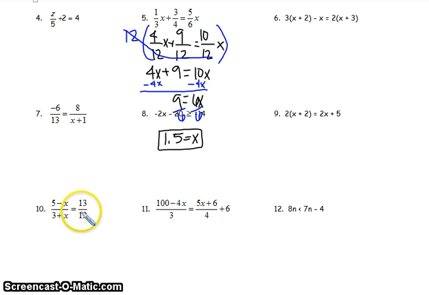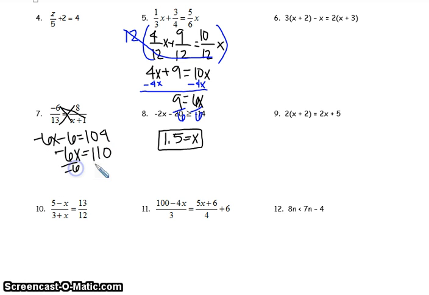On ones like 7 and 10, where it's just fraction equals fraction, you can cross multiply. When you do that, like here, make sure you do negative 6 times the x, so negative 6x, and negative 6 times the 1, so that gives me negative 6, equals, and then I'm going to do 8 times 13, which is 104. Add my 6 to both sides, so I get negative 6x equals 110.